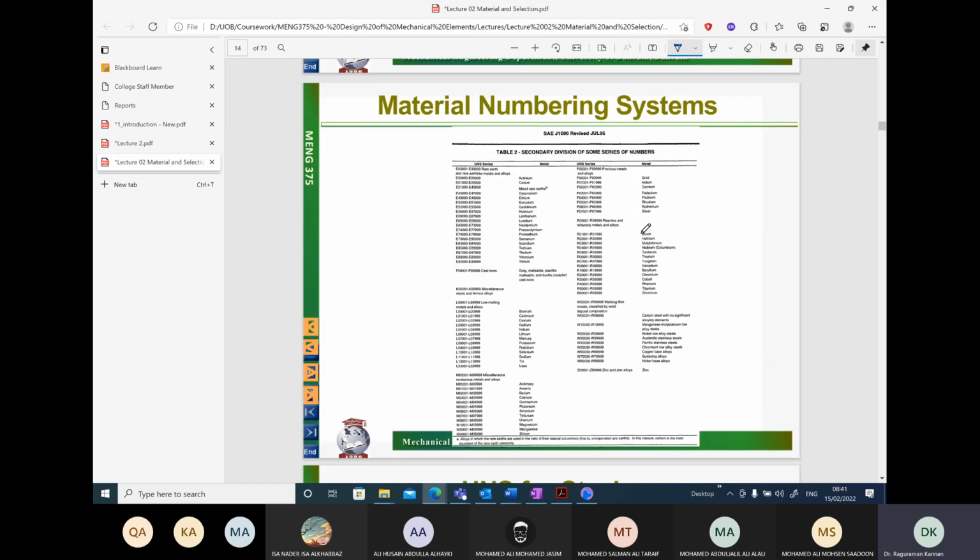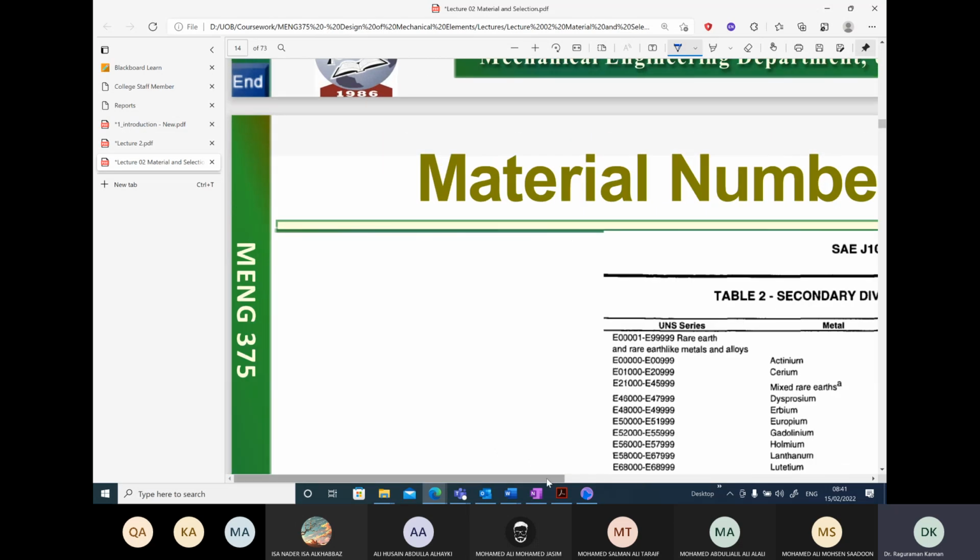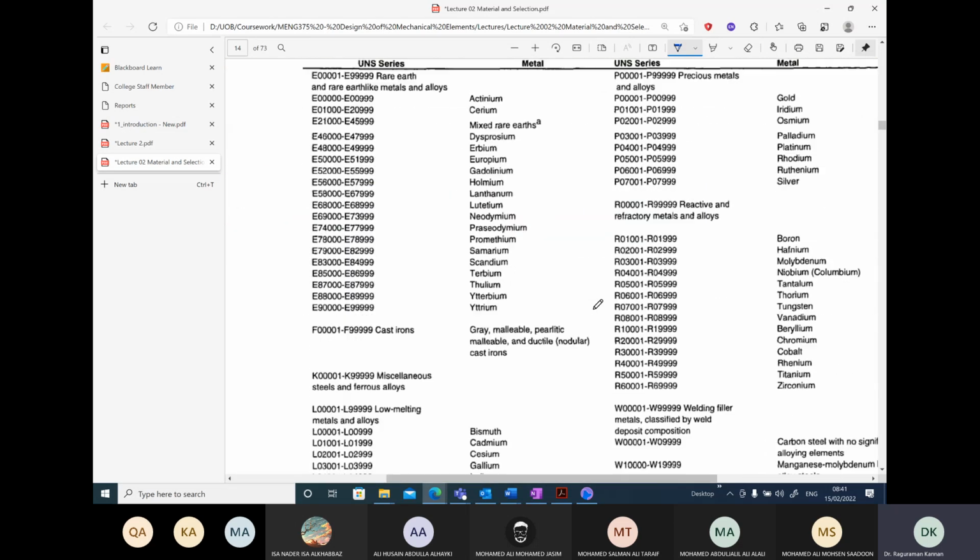A much more detailed view is given here. If you zoom in, this is very small. Unfortunately, I could not fit the entire table into a page. You can see here you have a letter followed by 5 digits. If your material is identified with the UNS numbering system series with this particular range, then it refers to this particular element. Okay, E stands for rare earth materials, P for precious materials.